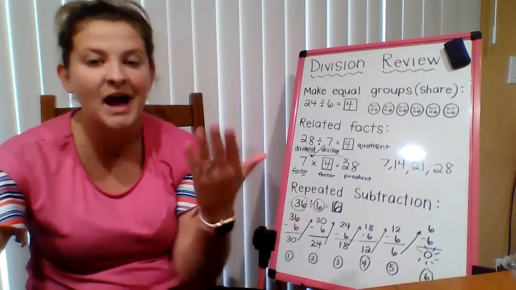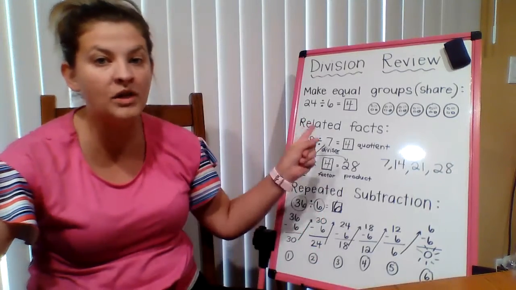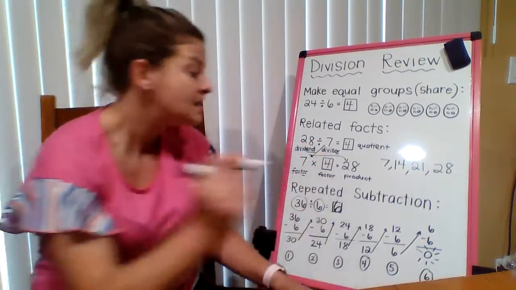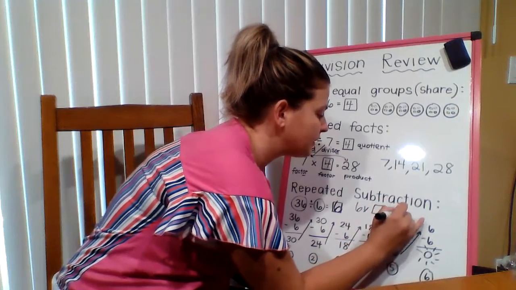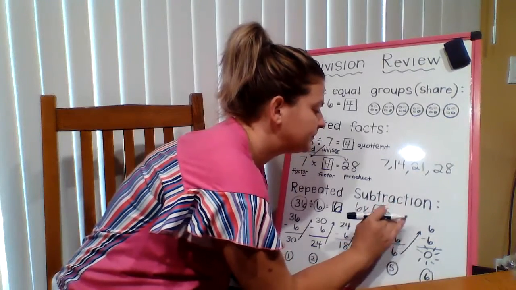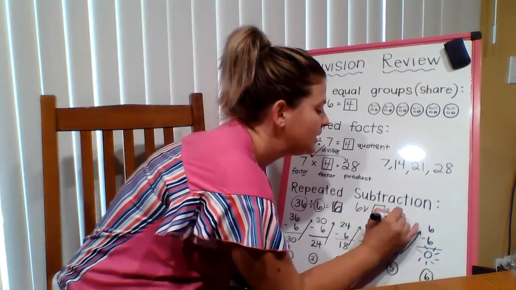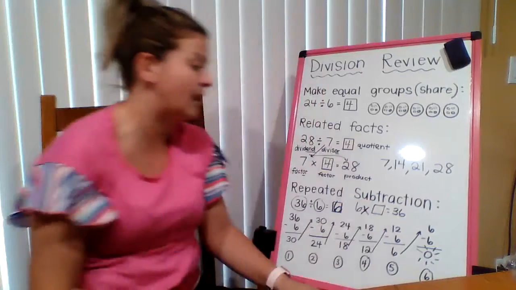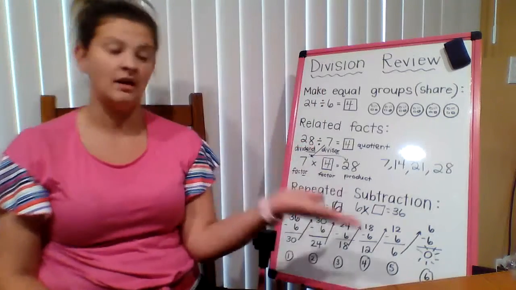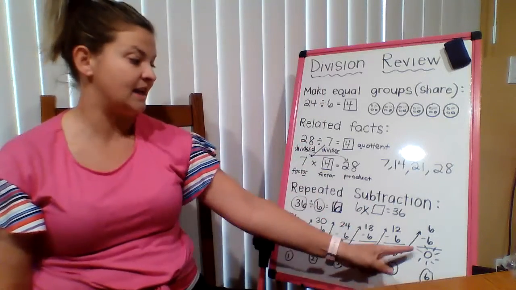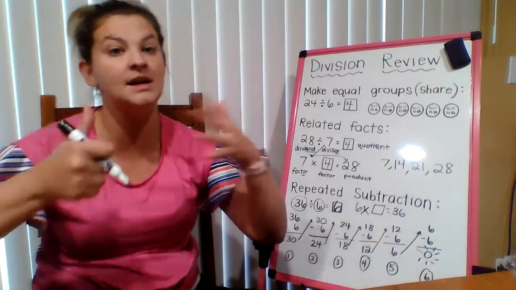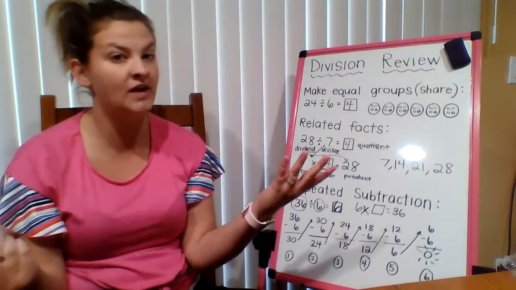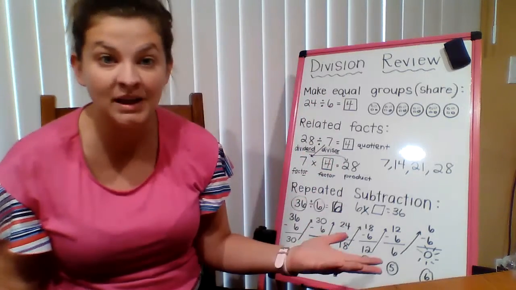How can we check our answer? With a related fact, of course. 6 times something is going to equal 36, right? What's my something? I don't know. Let's count by 6s. 6, 12, 18, 24, 30, 36. There you go. It's my related fact. That's how I check division with multiplication.